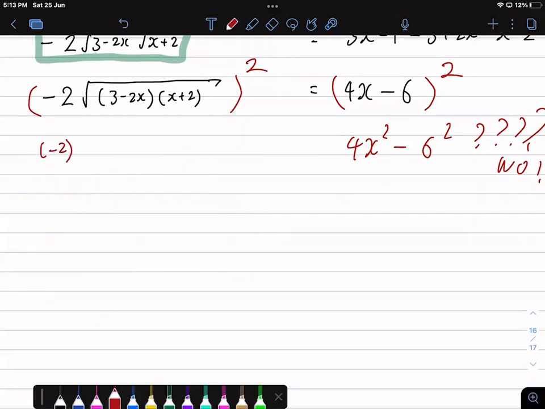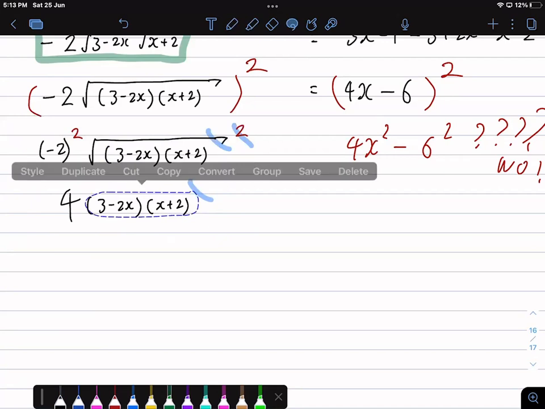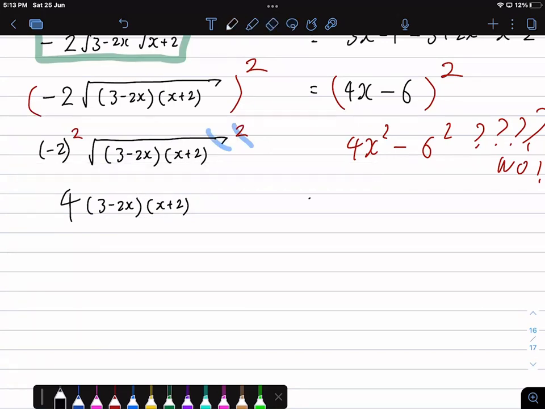Negative 2, oops, let me get my black pen. Negative 2 square. Then square root whatever, don't expand yet. Later then expand. Square. What happens? We simplify. We get our 4, square root square cancel off. We're left with whatever is underneath the square root. Copy and paste. Then the right-hand side.